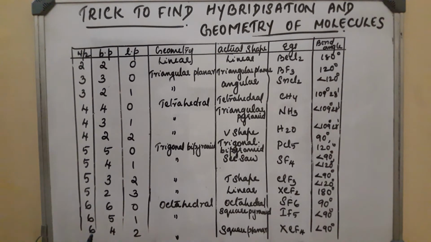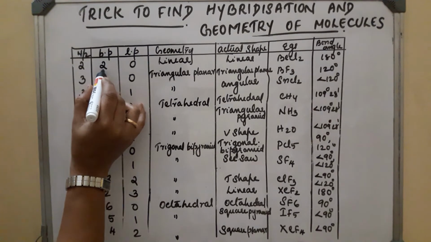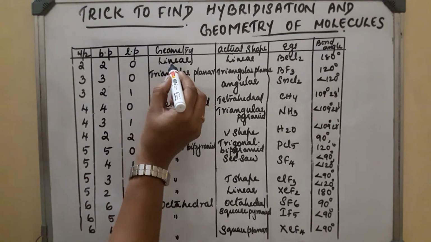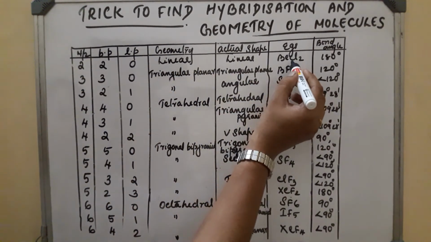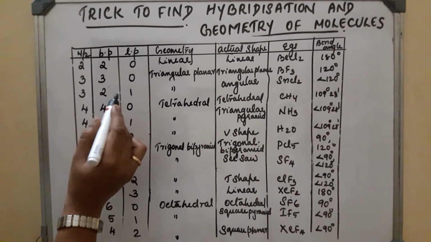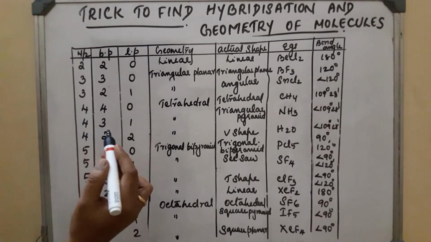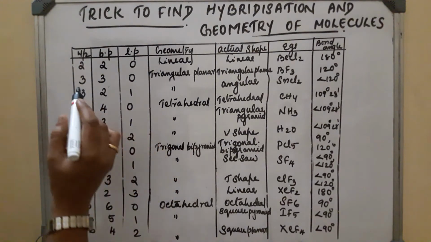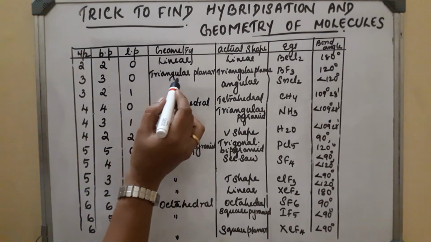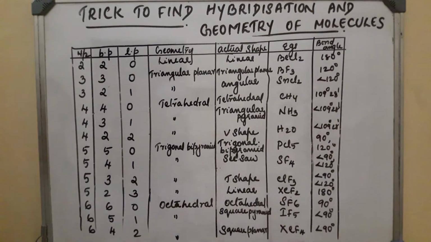Okay, the geometry of the molecule can be found out using this n by 2 value. First, if n by 2 is 2, then bond pair is 2 and there is no lone pair, so the geometry is linear. Example, BeCl2, bond angle 180 degree. Okay, if there is no lone pair, the shape will be the same, but if a lone pair is present, the shape gets distorted. So next case, 3 3 0, triangular planar, shape is same. Example, BF3, angle is 120 degree.